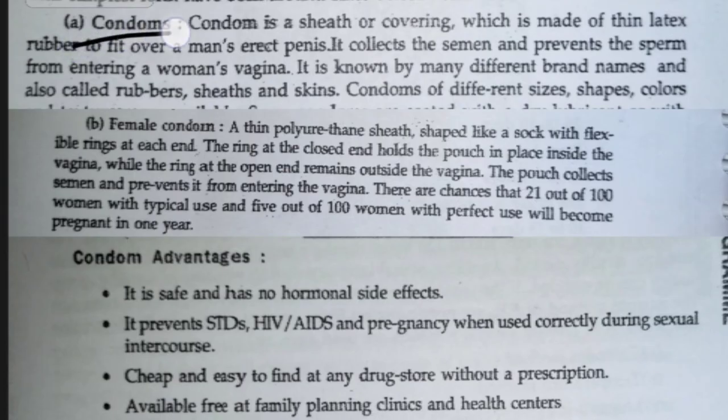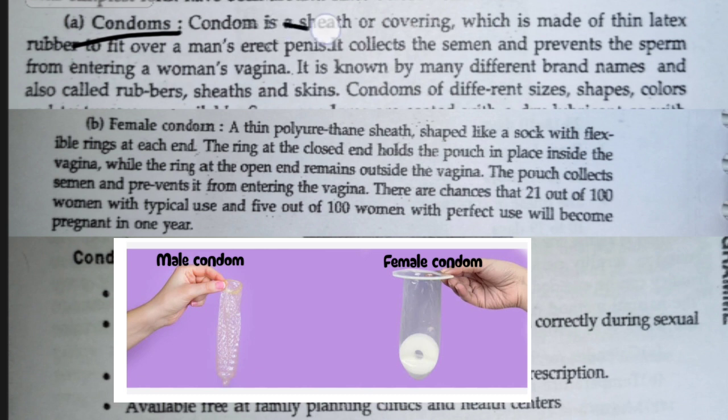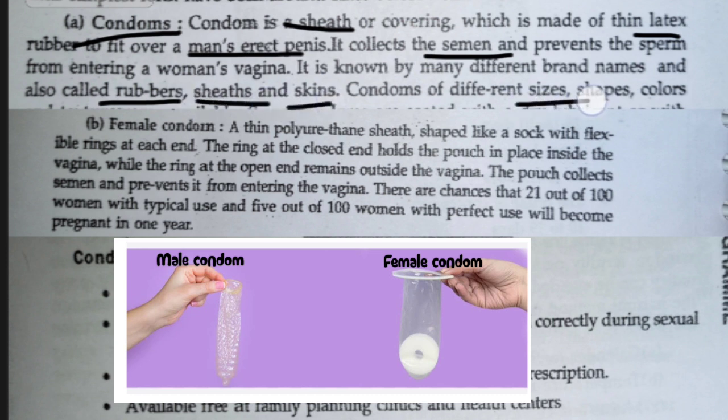First, condoms. Condoms are sheet-like structures made up of latex, and they cover the man's penis. The main function of a condom is to collect the semen and prevent the sperm from getting inside the vaginal area. The other names for condoms are rubbers, sheets, skins. And they are available in different sizes, shapes, colors, flavors and so on.